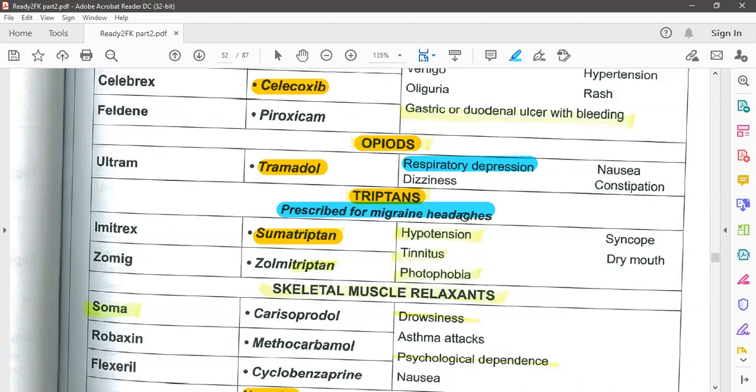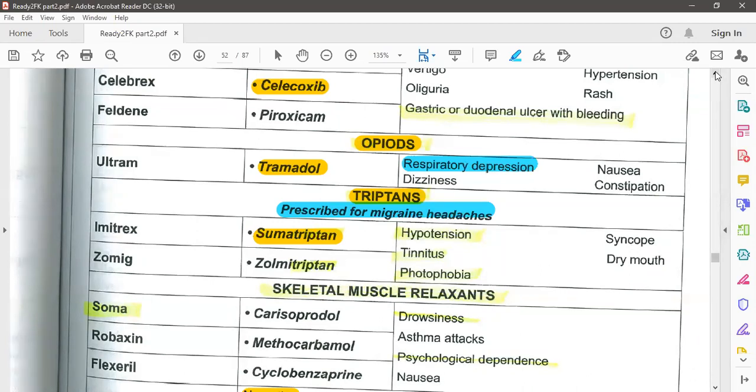What are the common side effects of sumatriptan or triptan? It is actually aminotryptophan. They reduce the blood pressure, we call hypotension. They can cause tinnitus or photophobia, we call photosensitivities. Also have a chance to develop dry mouth.